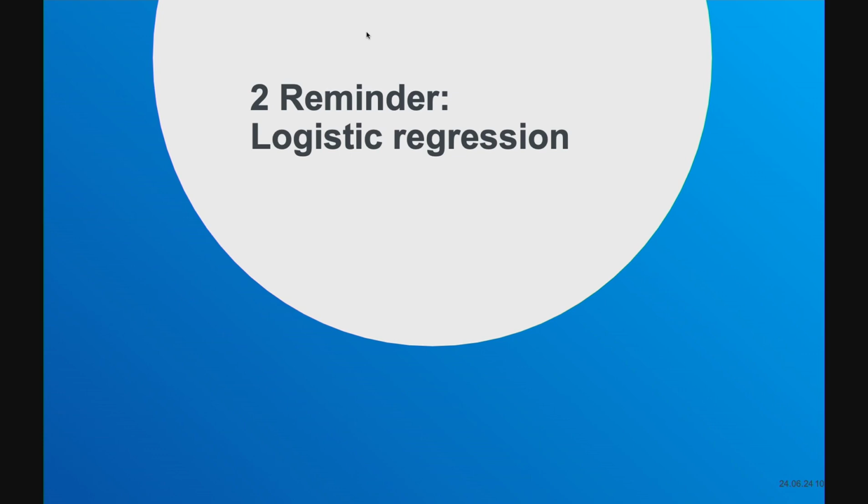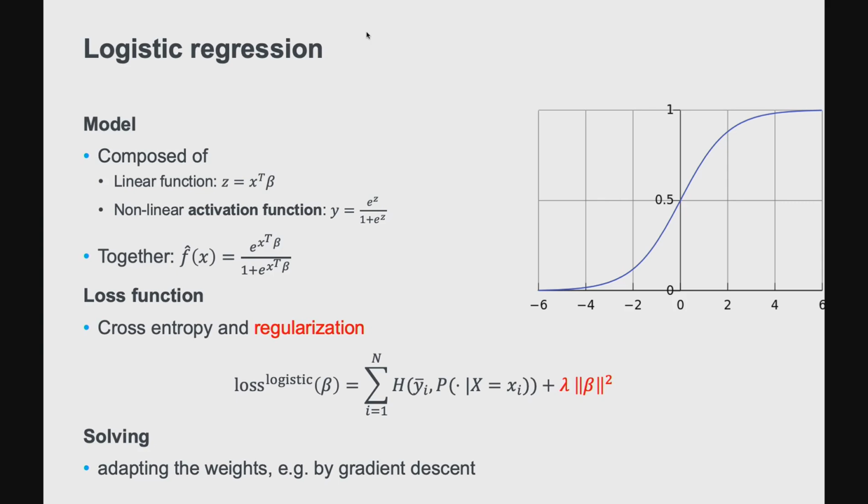Okay, before we go into neural networks, let me first give you a very brief reminder about logistic regression. You remember we had for logistic regression a linear function. The linear function was z equals x transpose beta. So basically beta weighs the inputs. And then we have this nonlinear activation function, which says y is e to the power z divided by 1 plus e to the power z, where z is this weighted input. And in this simple case of one input, this activation function takes an input between minus infinity and plus infinity and turns it into some value between minus 1 and 1, or here between 0 and 1.